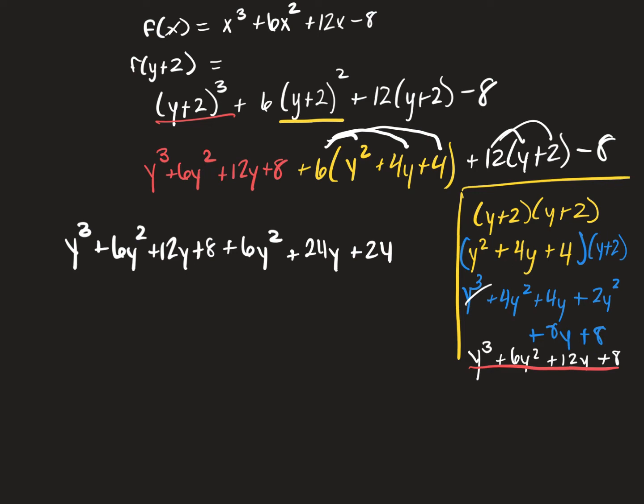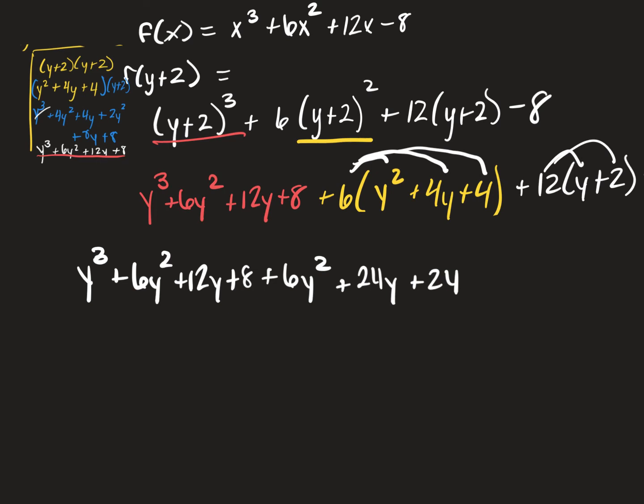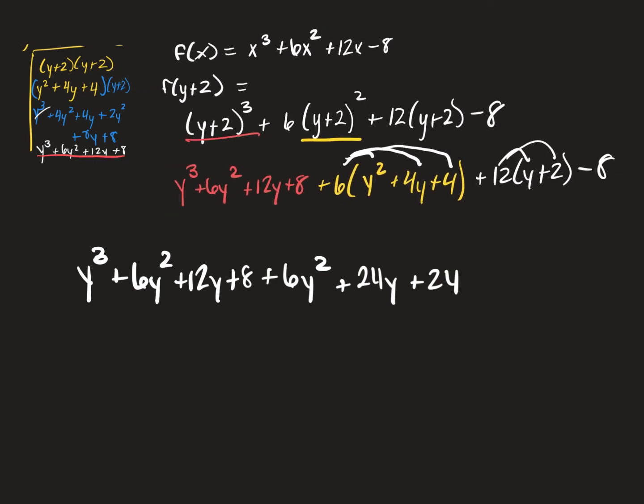Alright, give me just a second. I needed more space. Okay, so then, oh, that shifted too. There we go. Alright, and then plus 12y, and then 12 times 2 is 24. And then minus 8.